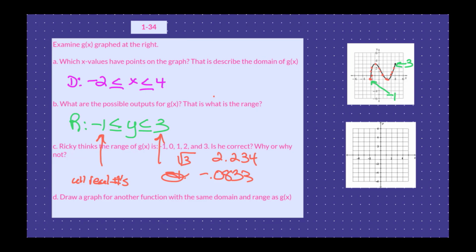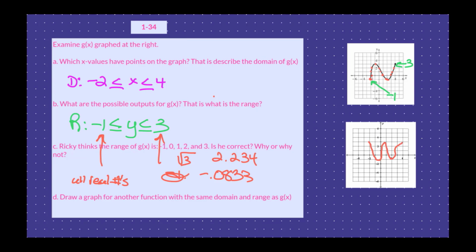So on this last one, it's kind of fun. You can sit there and say, draw a graph for another function with the same domain and range as g of x. Well, I could do all kinds of things. I could start up at 3 and go down to -1 and go back up to 3 and down to 2. And they've got the domain as 4, so I could still continue on and go to 4.